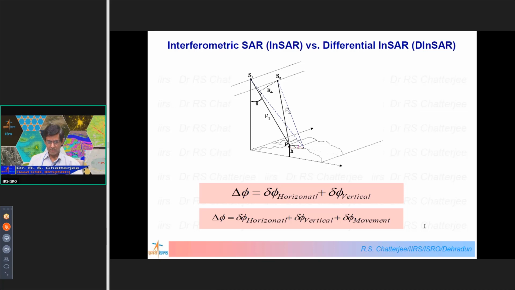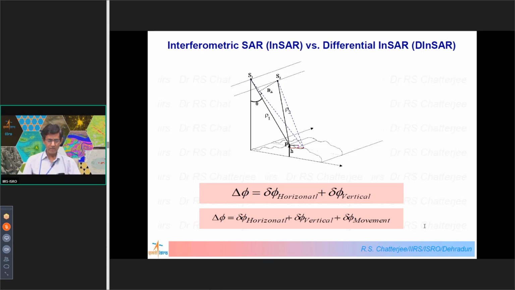But del phi horizontal comes into the picture because of the difference in the baseline between the two satellites, S1 and S2. So this horizontal phase difference we need to subtract to get the vertical phase difference in the case of digital elevation model generation. But our application is not just digital elevation model generation. Our application is for movement, land surface deformation.